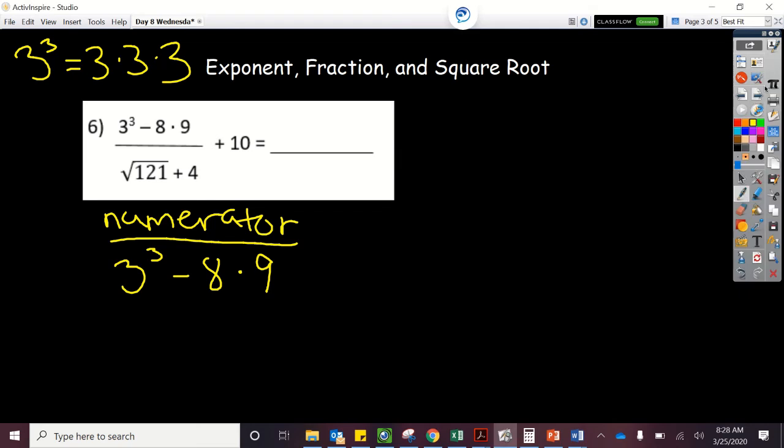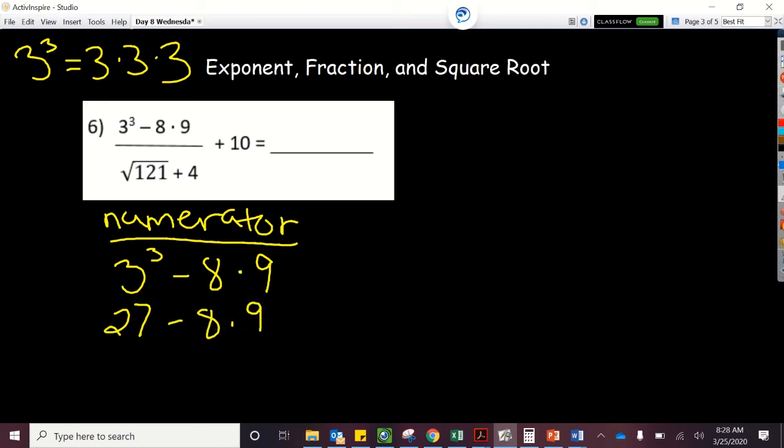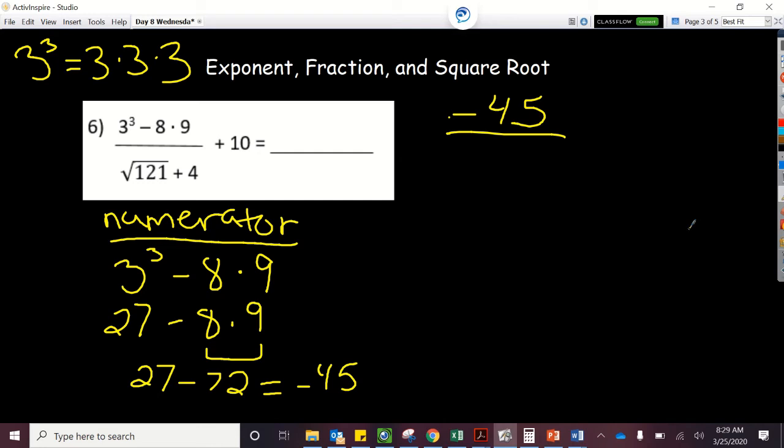All right, so if I work that out, 3 cubed is actually going to be 27 minus 8 times 9. At this point, I would multiply before subtracting, right? So this would be 72, and I have 27 minus 72, which would give me a numerator of negative 45. So that's my numerator here. I'm going to kind of do this off to the side. Okay, so my numerator is negative 45.